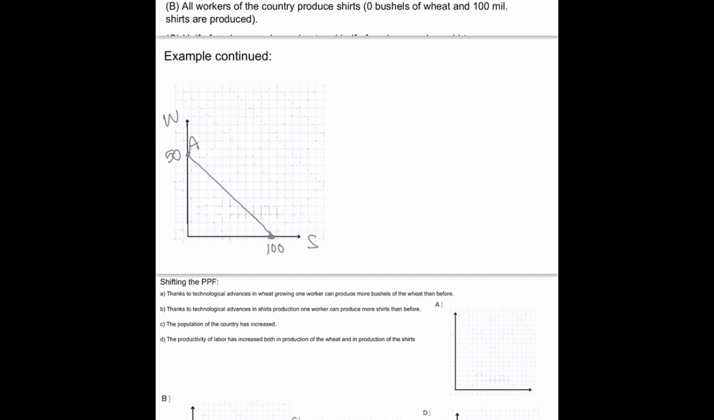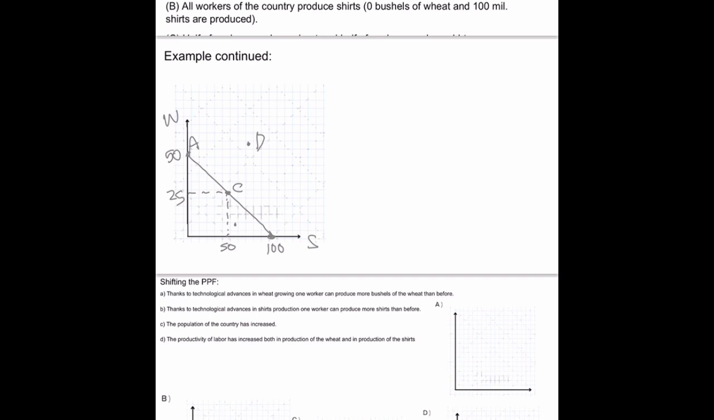And then for point C, half of the workers produce wheat and half produce shirts. So our point C is going to be half. That'll be 50 shirts, 25 million bushels of wheat. And then for point D, it's going to say that is an unattainable level of production, which those points can only be outside of our PPF because it's unattainable with the resources that we have.